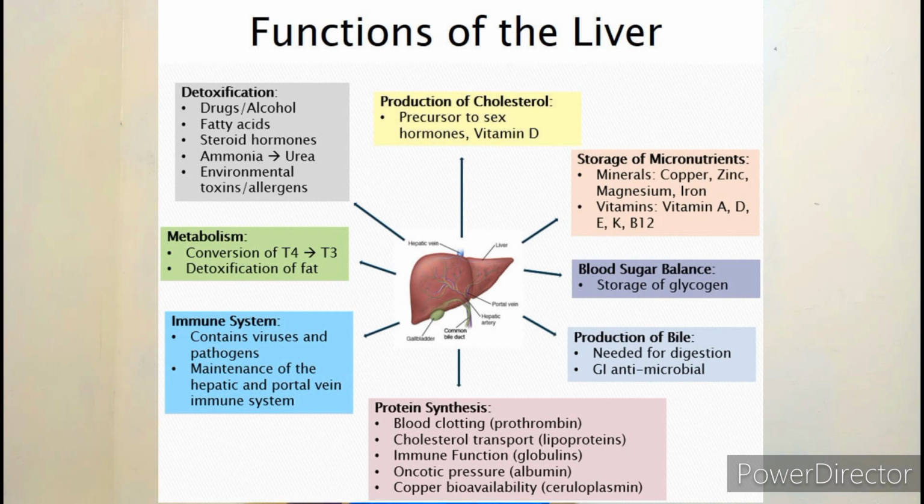And one important function that I want you to know about is that the liver is also there to detoxify medication and other chemicals in the human body. So that is some of the key functions of the liver.